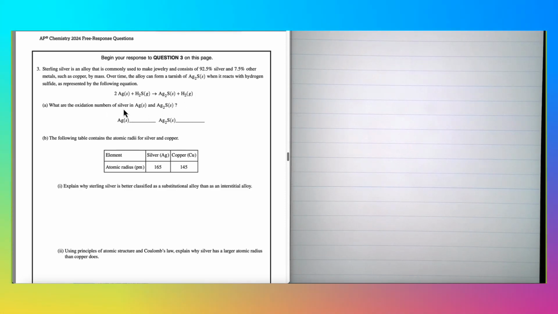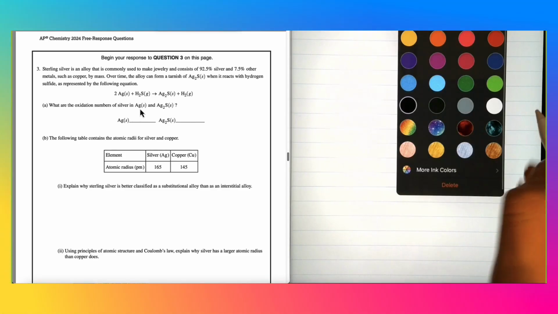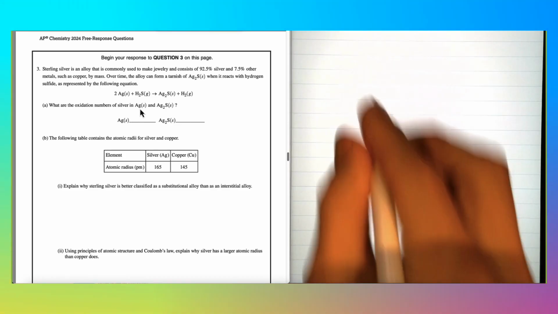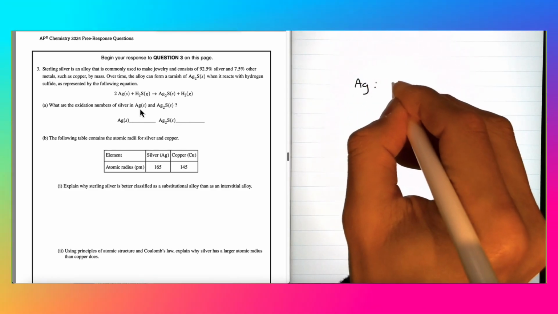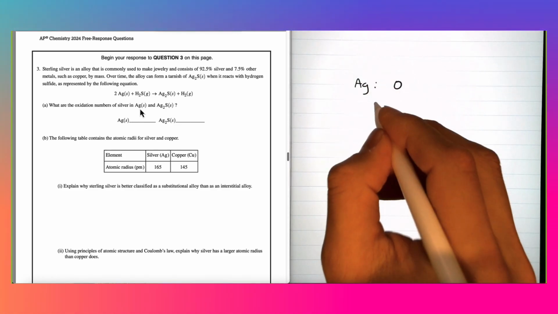What are the oxidation numbers of silver and silver sulfide? Alright, so this is an easy problem. When you see silver as a neutral atom, any neutral atom has an oxidation number of 0. So silver has 0 oxidation number.